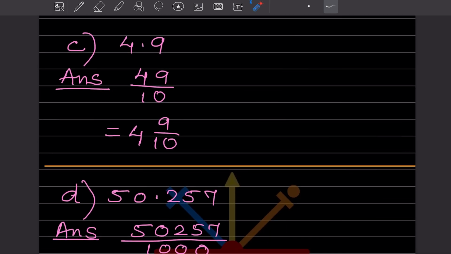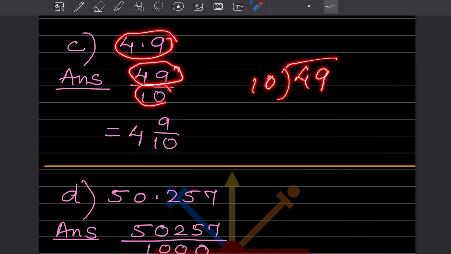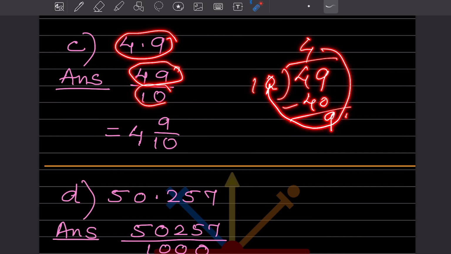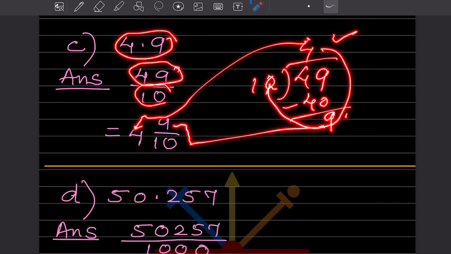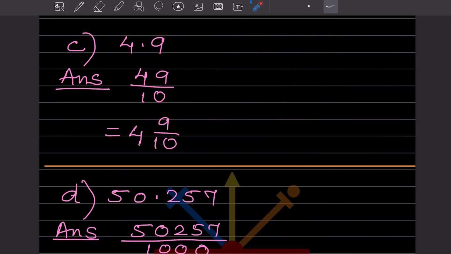Next one now, 4.9. After the point there is one number, so we are going to divide it by 10. We'll write this 49 without a point and divide by 10. So 49 divided by 10. 10 fours are 40 and this is 9. Here again you will go this way. This will be the whole number, which is going to go here. The remainder will be here and the divisor is going to go in the denominator. We cannot simplify this further, so this is the final answer.